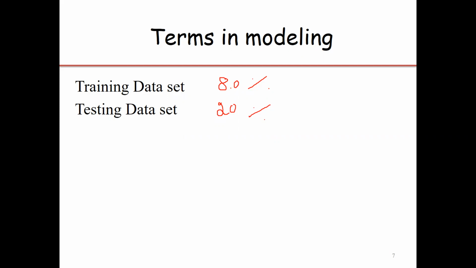Randomly 80% of the data will be separated out and stored in a separate file named as the training data set. The remaining 20% will be separated out in another file and named as the testing data set. Model fitting will be performed with the help of the training data set.